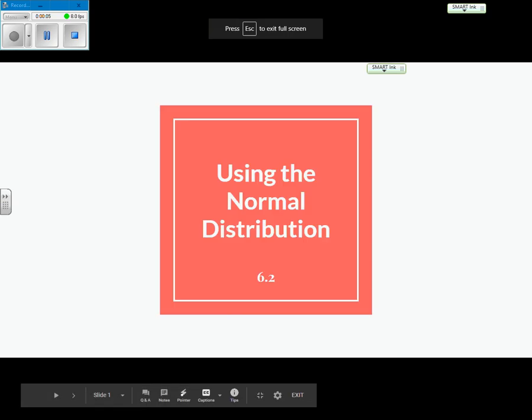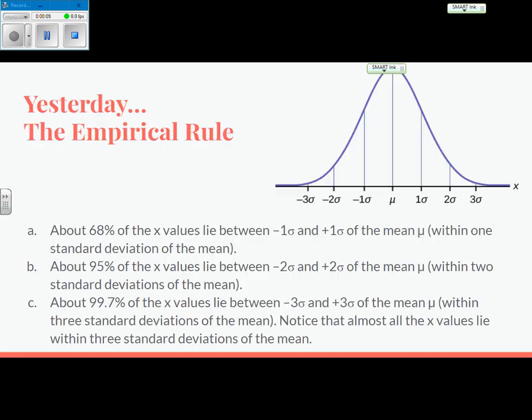So, better uses of the normal distribution, okay? Yesterday, we talked about the empirical rule. So if we were exactly 1 standard deviation away, or 2 standard deviations away, or 3 standard deviations away, we were able to get about how much of the data should be within those, right?